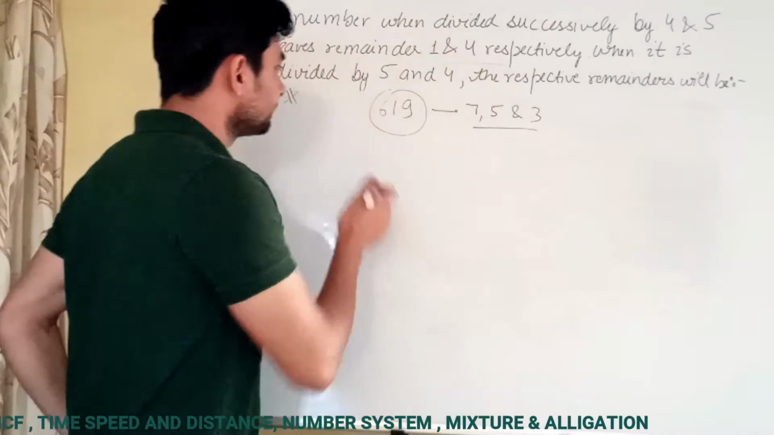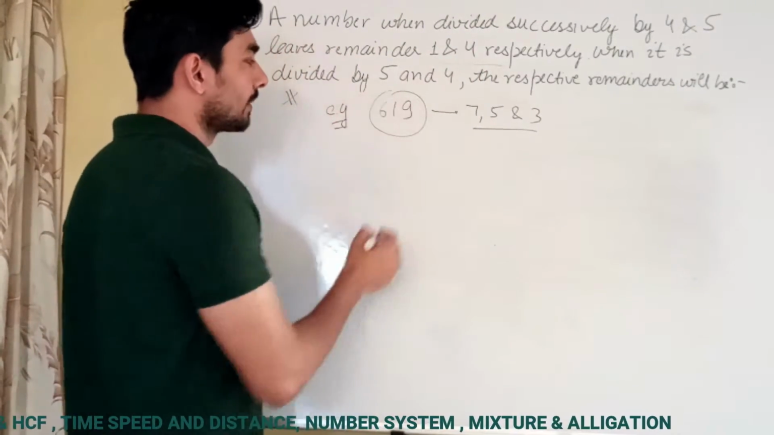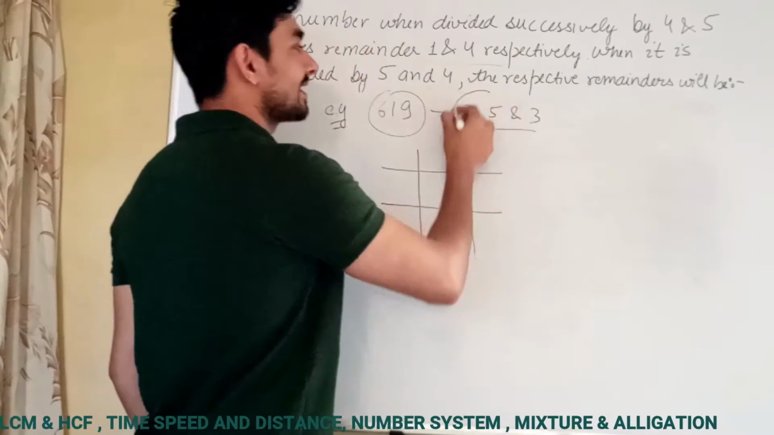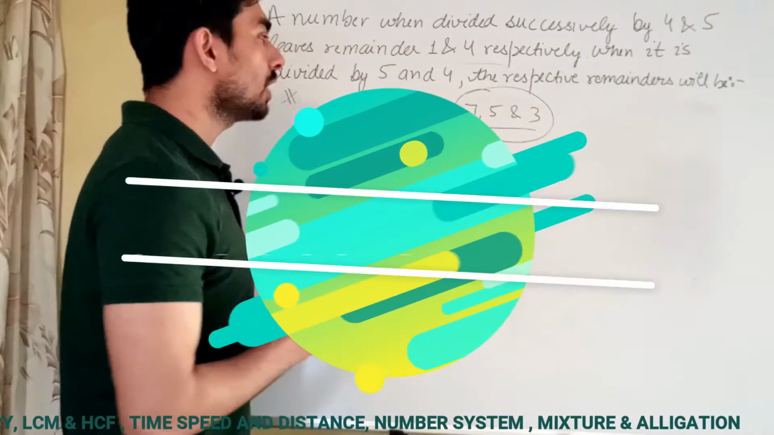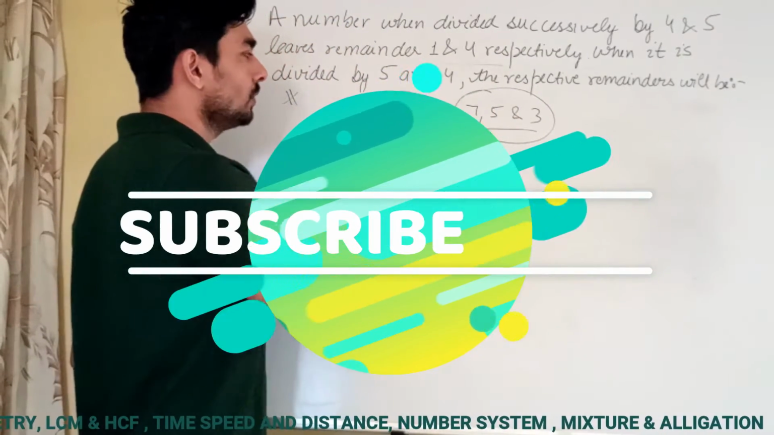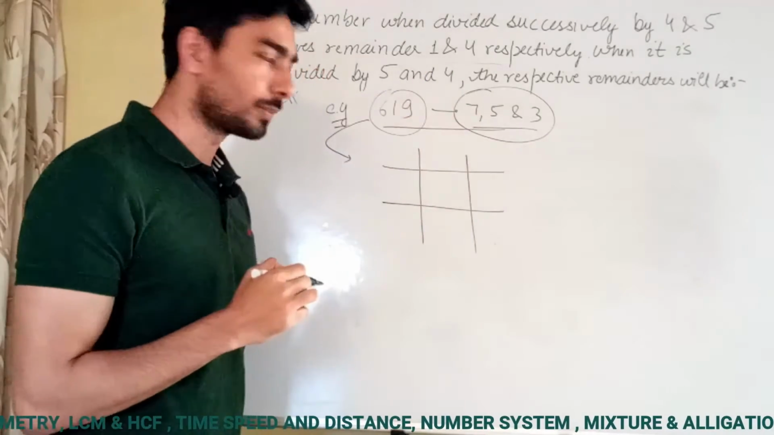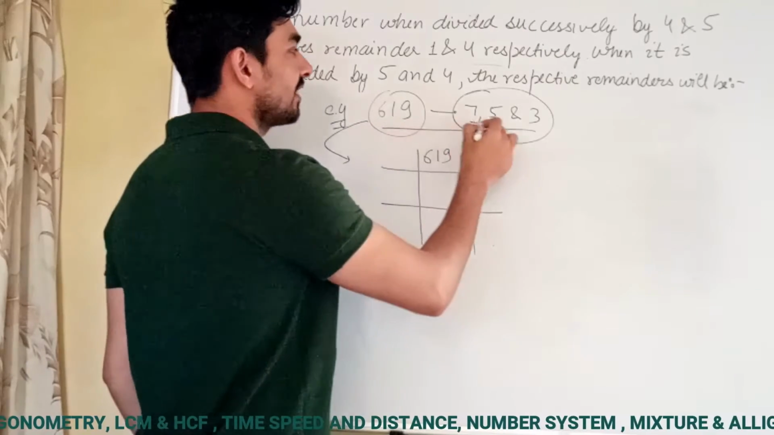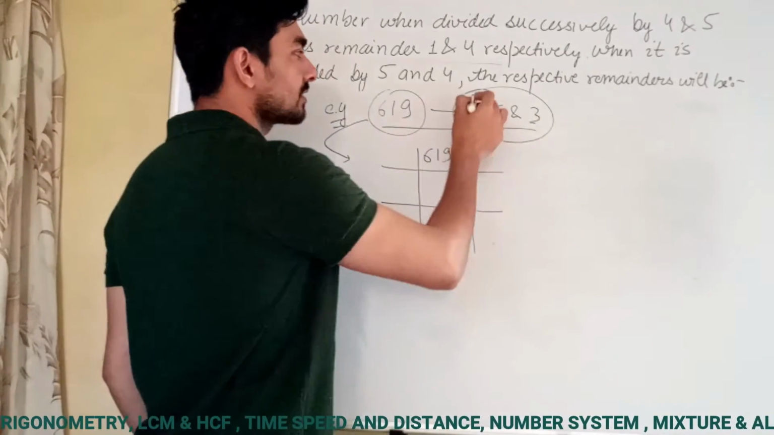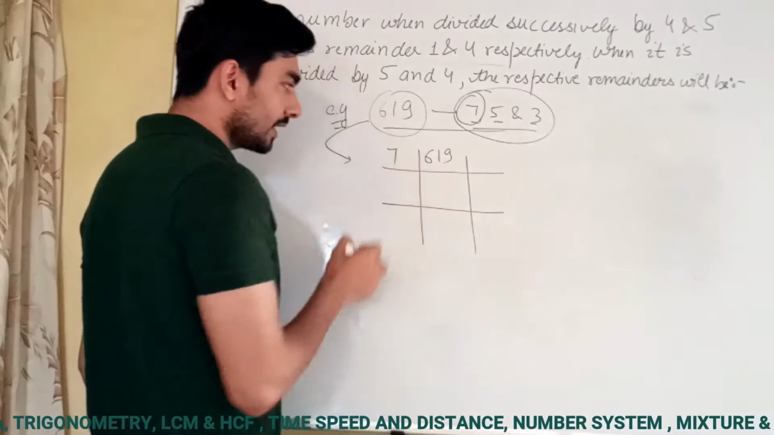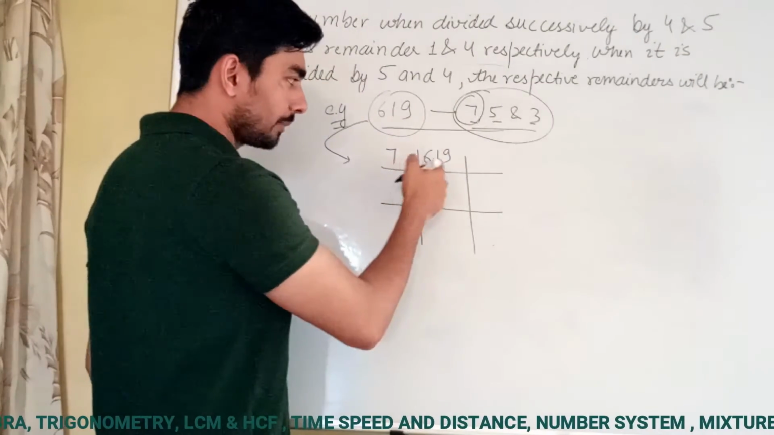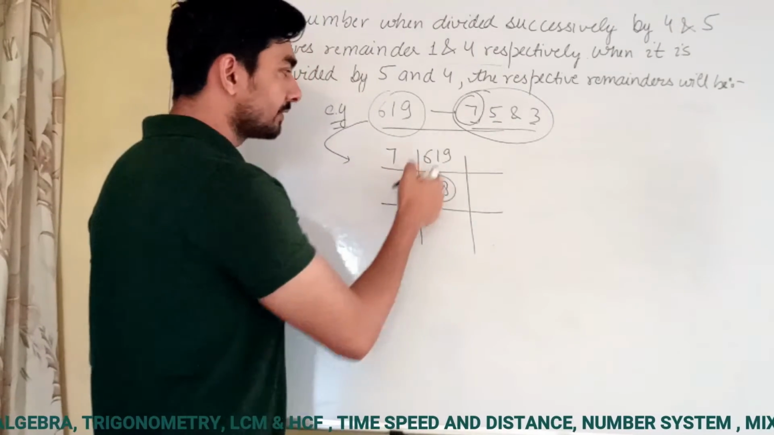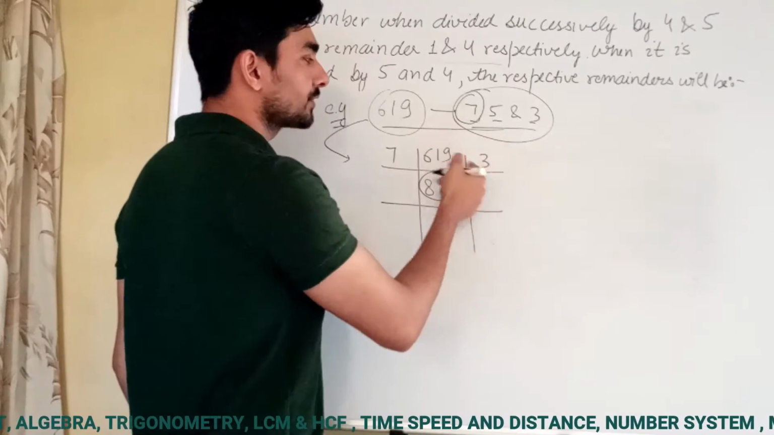Let's see the example, 619. If we divide 619 successively by 7, 5 and 3, how can we do this? I've taken an easier route. I divide this 619 first by 7. 7 8s are 56, the remainder will be 3, and 88 is the quotient here. I'll be taking the remainder adjacent to the number only.